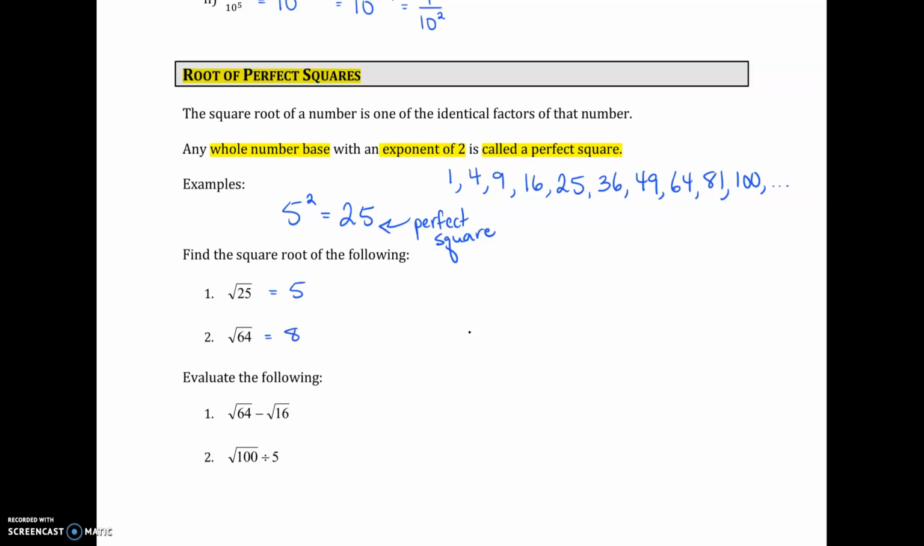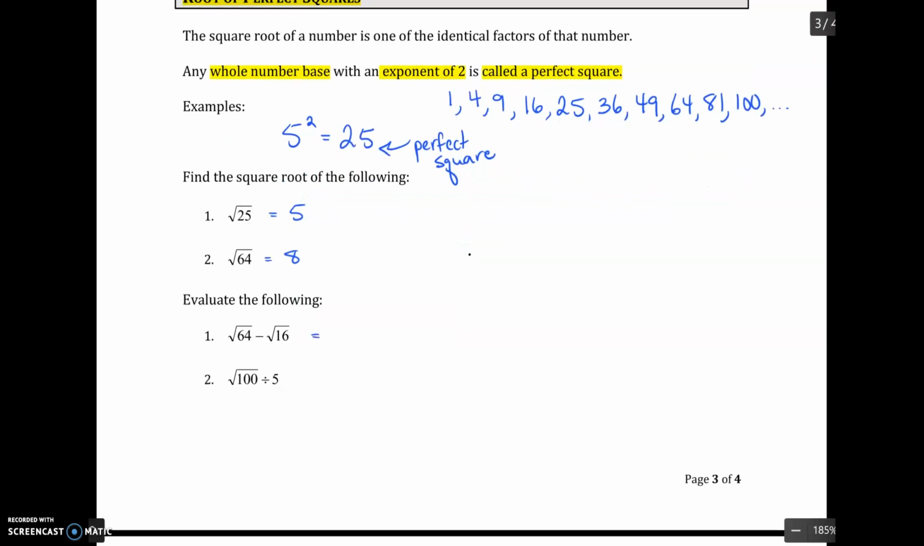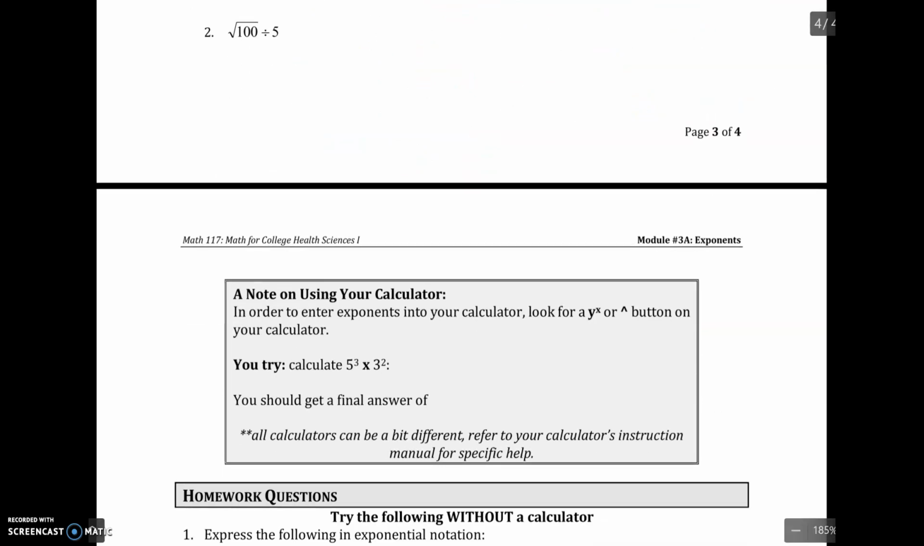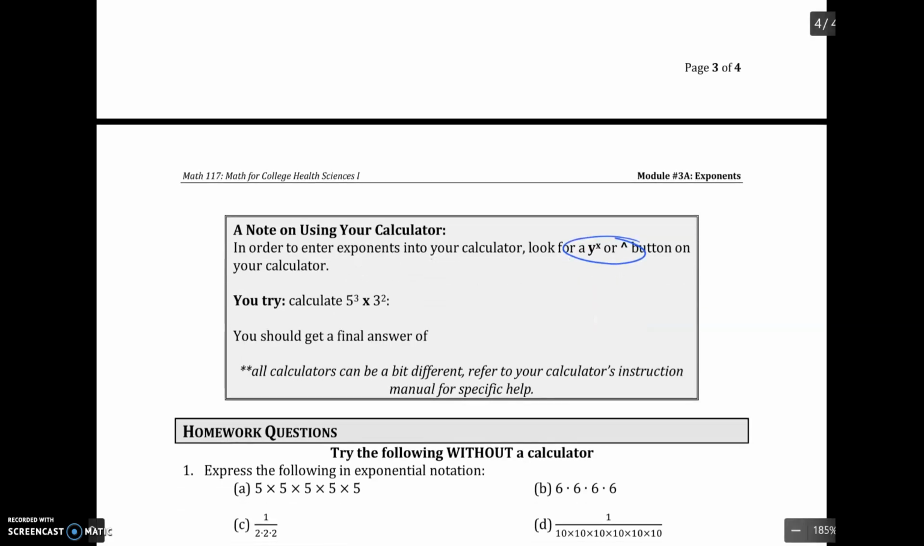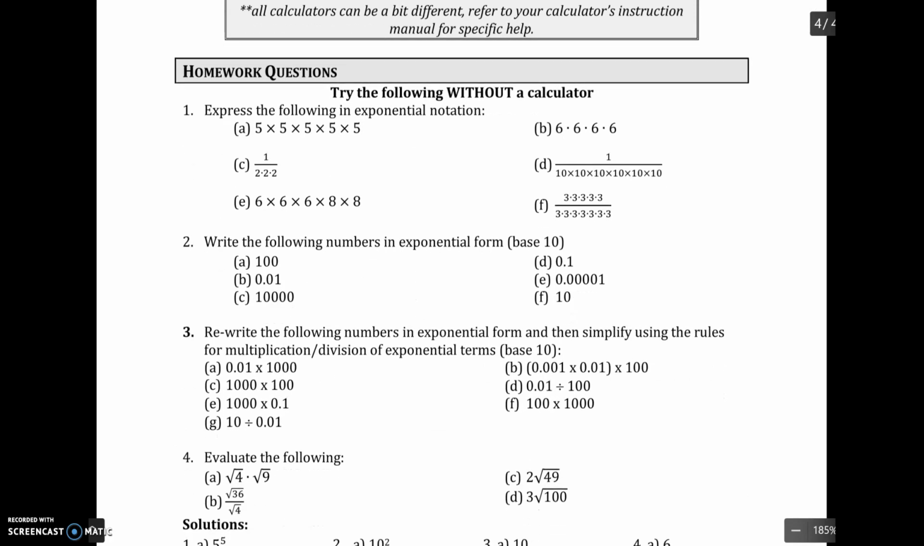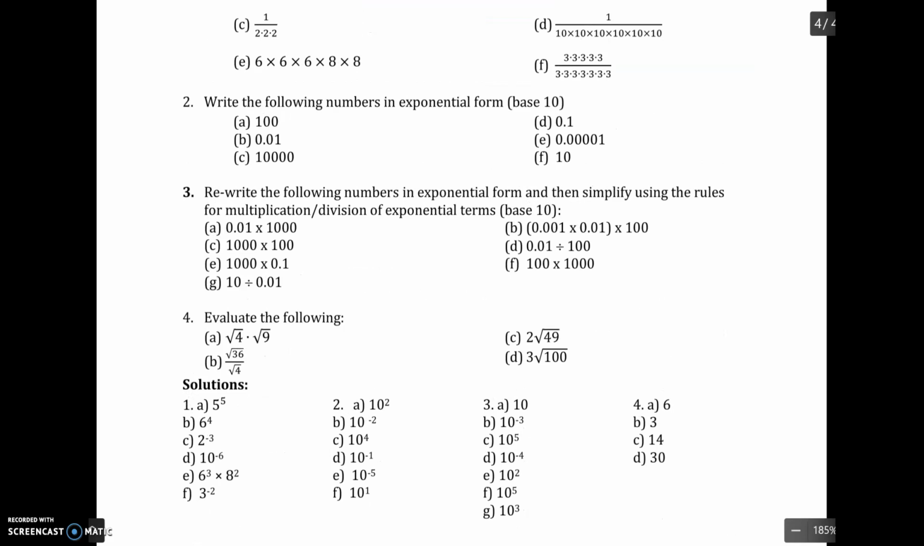And you can also do combinations of operations with perfect squares. So let's look at this one. The square root of 64 is 8 minus the square root of 16, which is 4. 8 minus 4 is 4. Go ahead and do question 2. And then also, we already talked a little bit about that calculator button. So finish off that you try example, and then please go ahead and try some of this homework. And note what it says. Try the following without a calculator, because you certainly can based on the lesson that we just had.